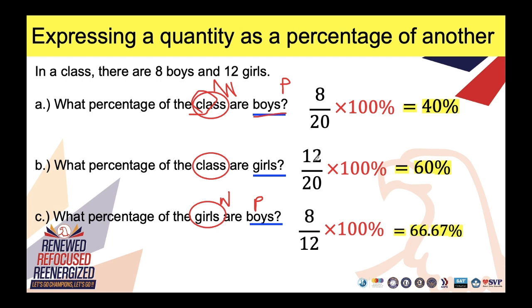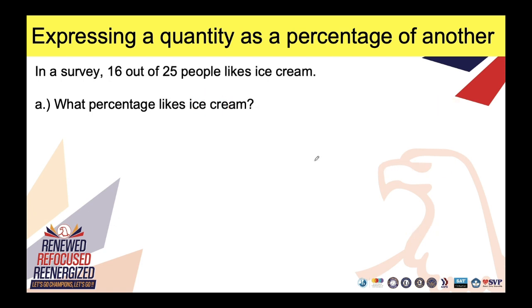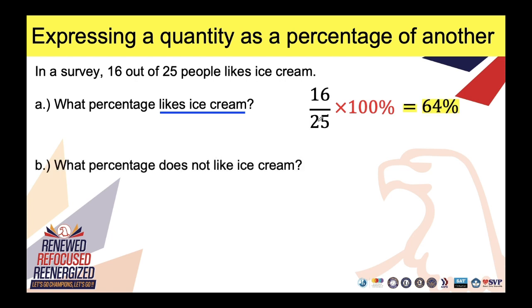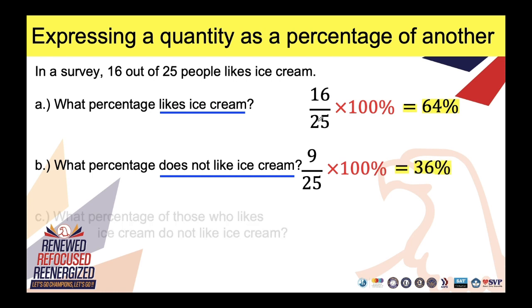Okay? This time, try this on your own, analyze, and answer using your calculator. Okay, 16 over 25. That means there are 25 people and there are 16 who like ice cream. Convert into a percentage, 64%. How about this one? Pause the video, please. Okay, does not like, there must be 9 of them, times 100%, that's 36%.